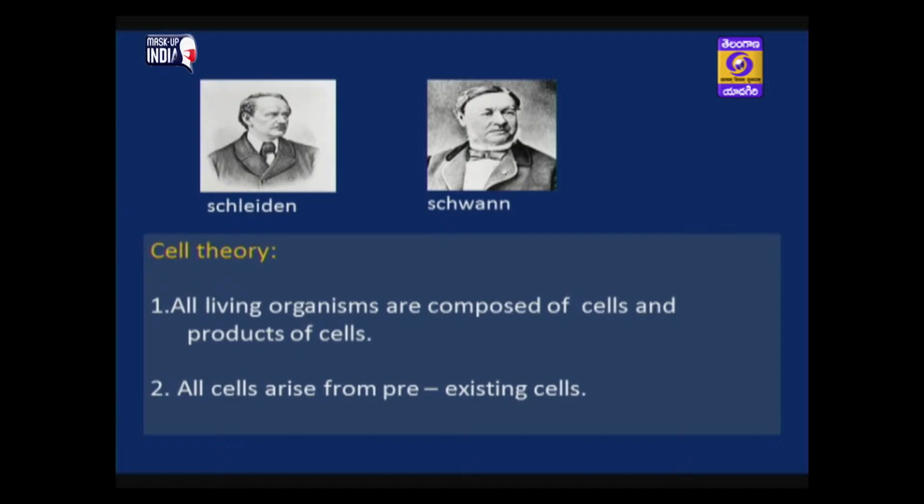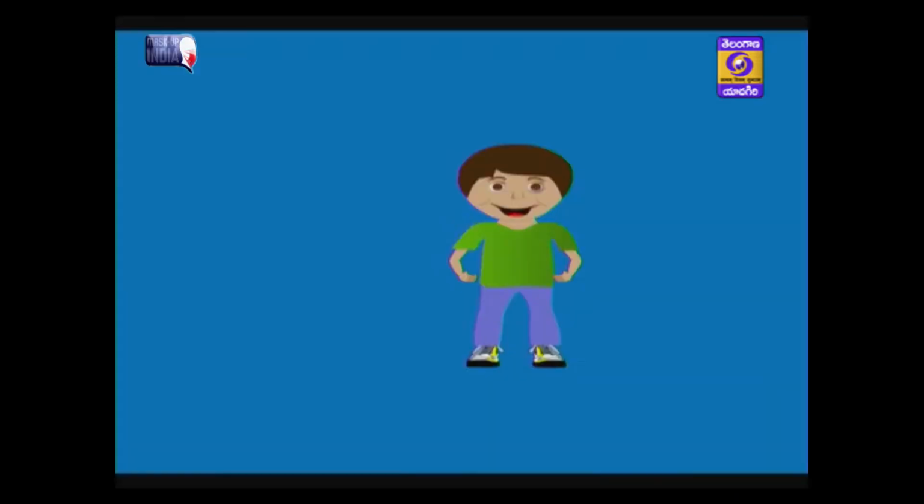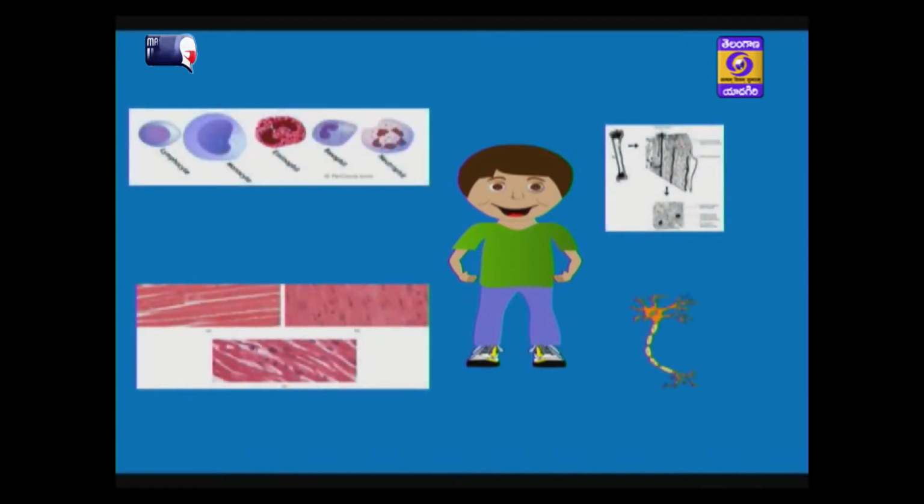According to cell theory, all living organisms are composed of cells and products of cells. All cells arise from pre-existing cells. Organisms possess different kinds of cells according to the functions they perform. In the human body, different kinds of cells are seen like blood cells, muscle cells, nerve cells, bone cells. In a similar way, plants also are made up of different kinds of cells.